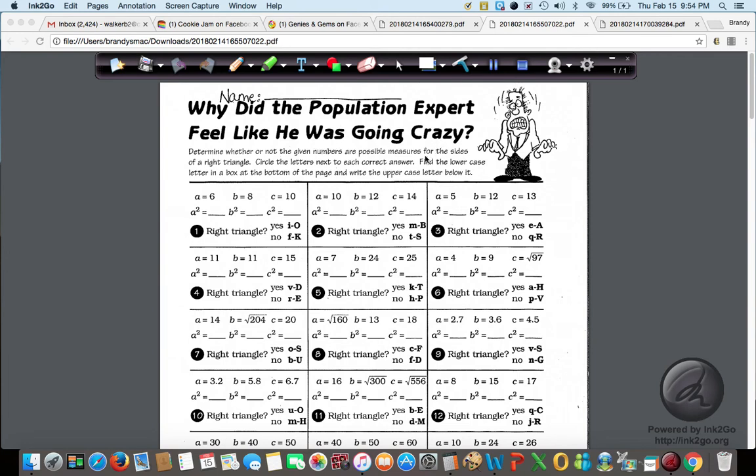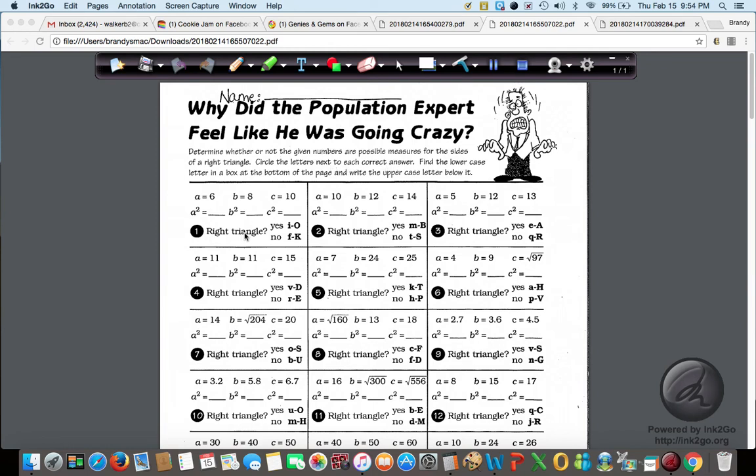This was homework on Thursday, February 15th. Determine whether or not the given numbers are possible measures for the sides of a right triangle. So this is verifying if these three numbers would create a right triangle. Circle the letters next to each correct answer.